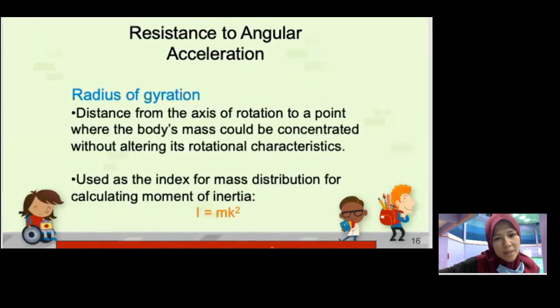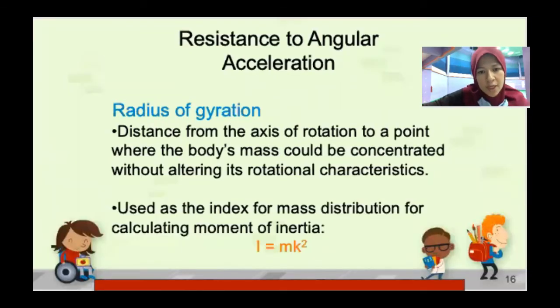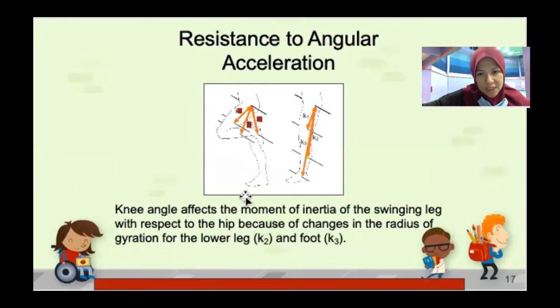Kita kira the rotational characteristic. Okay, so use as the index of mass distribution for calculating movement of inertia. So inertia equals to mass times K squared. The K squared is referring to where the point of axis distributes the mass. For example, which we can see in the next figure, the knee angle affected movement of inertia of the swinging leg with respect to the hip because of the changes in the radius of gyration for the lower leg, which is K2, and the foot is K3.